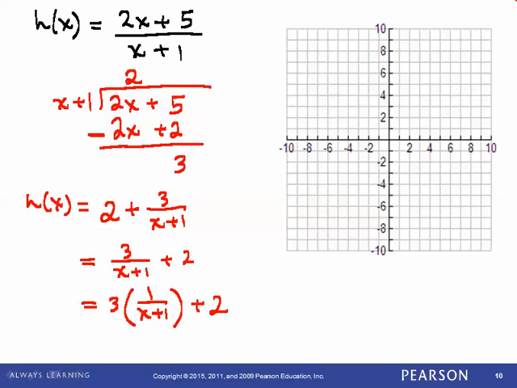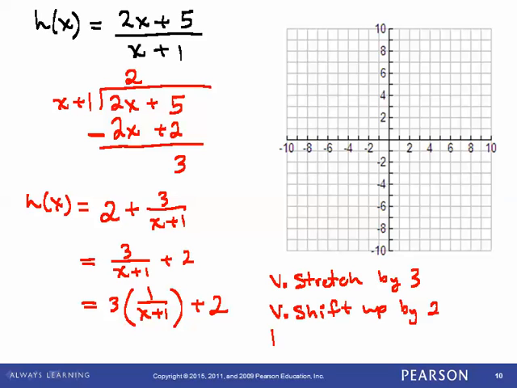We good? See what's going to happen. The little plus 1 is going to go where? It shifts it over to the left, the 2 here, up 2, and a vertical stretch of 3. Cool. Okay, again, vertical stretch 3, vertical shift 2 up, and a horizontal shift left by 1.